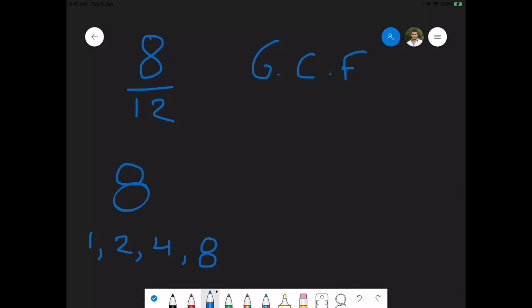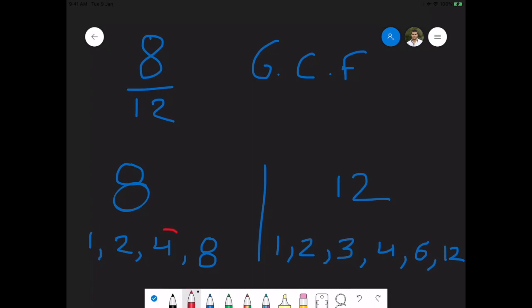Now, let's go to the denominator, which is 12. What are the factors of 12? 1, of course. 2, because it's an even number. 3, because 3 times 4 is 12. 4. 6, because 6 times 2. And 12. Now let's compare these factors and see which one is the greatest common factor.